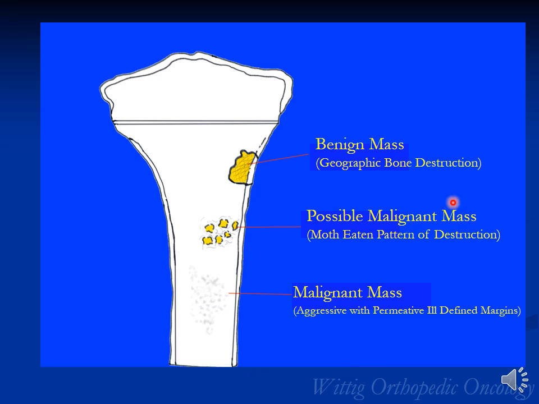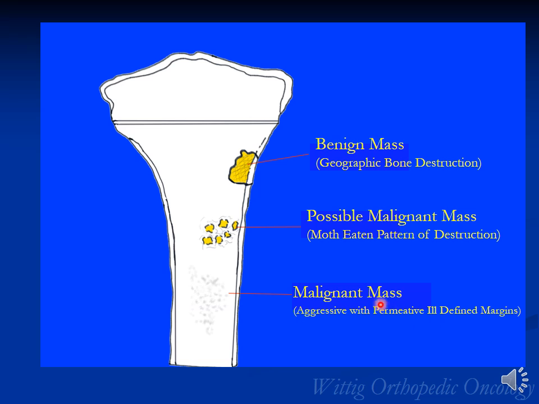This is showing you schematically what a geographic pattern of bone destruction looks like. It's very well circumscribed, and you can usually make out the border between the tumor and the normal bone. It's a sharp zone of transition, or sharp cutoff between the tumor and the normal bone.